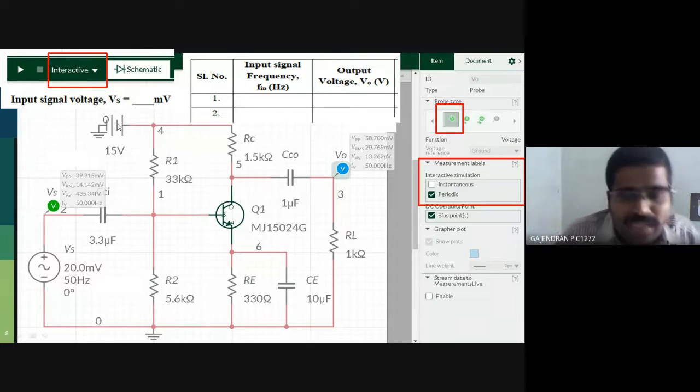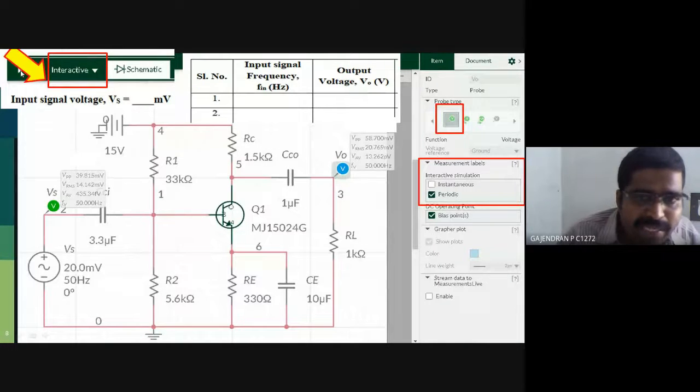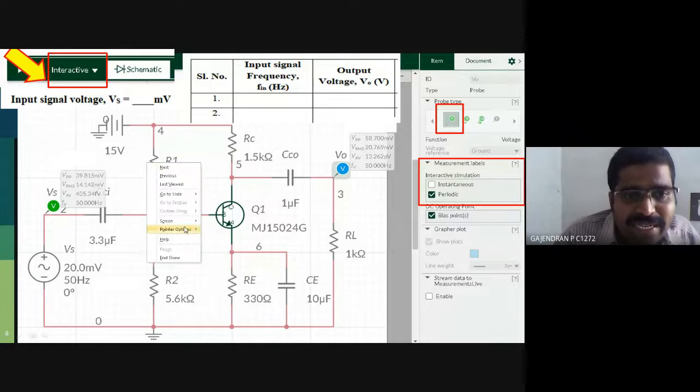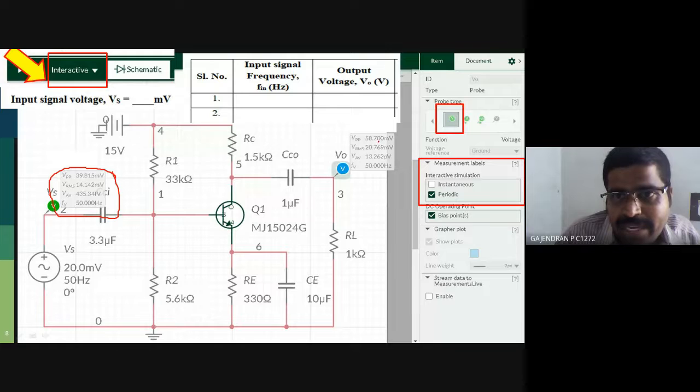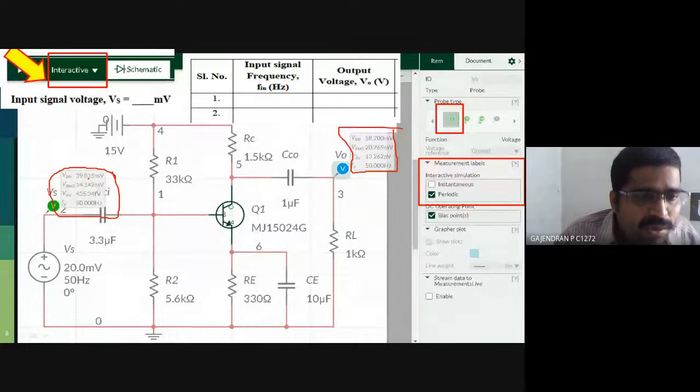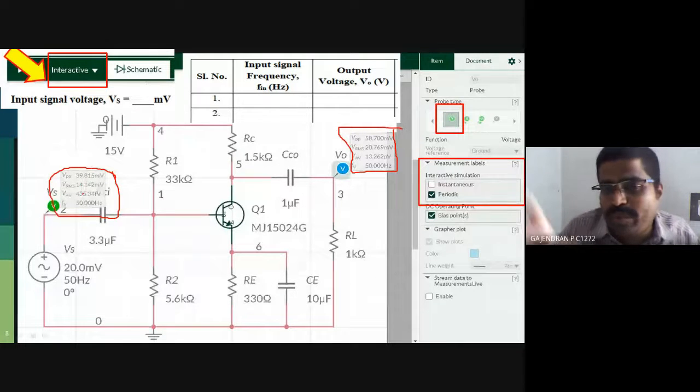Interactive mode. I am saying it 2-3 times, write it down. Keep it in the interactive mode. Then click the play button. Once you click the play button, you will get the readings as shown in the image. Am I correct, sir? You will get the input parameters. What are the parameters? Can anyone zoom your view and tell me?